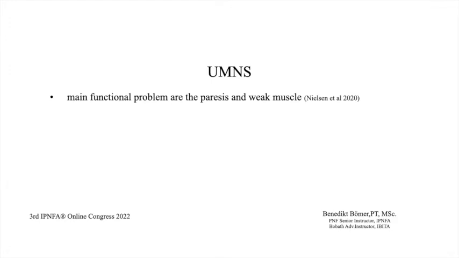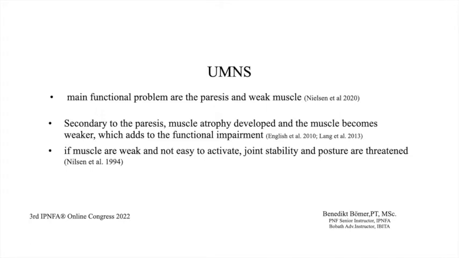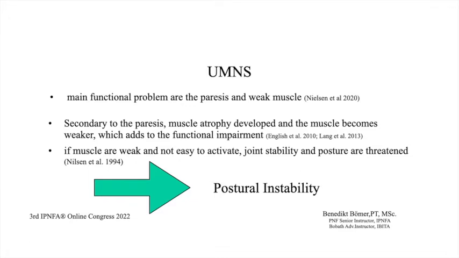If you look further in the literature, the main functional problem after a lesion in the central nervous system is paresis and weak muscles. Secondary to the paresis, muscle atrophy develops and the muscle becomes weaker, which adds to the functional impairment. If muscles are weak and not easy to activate, joint stability and posture are threatened. And this is then the cause of the postural instability that we heard about in the definition of the upper motor neuron syndrome.